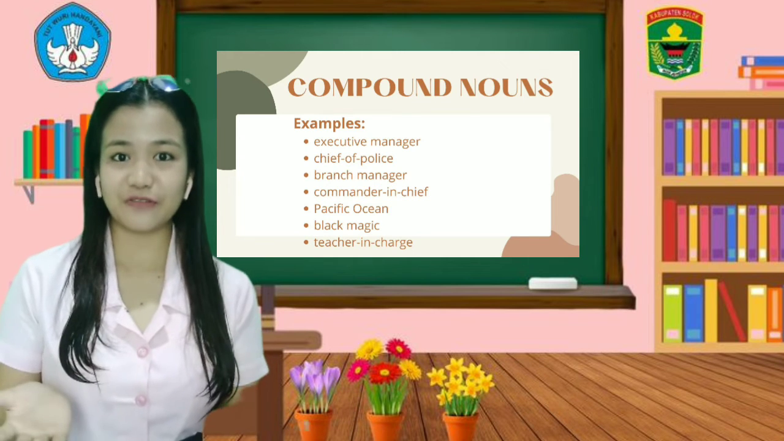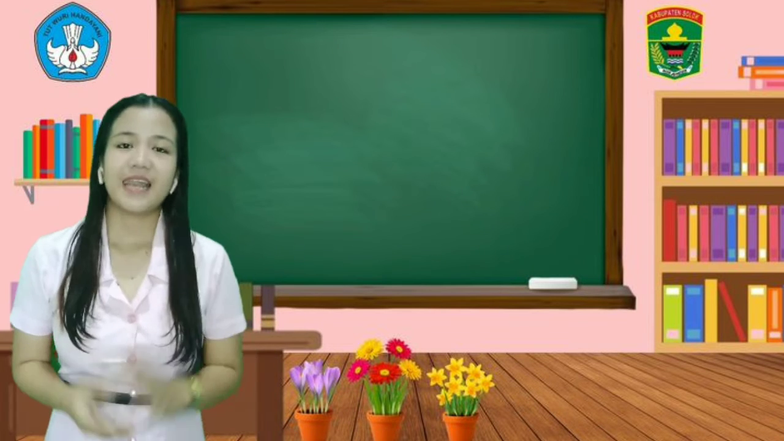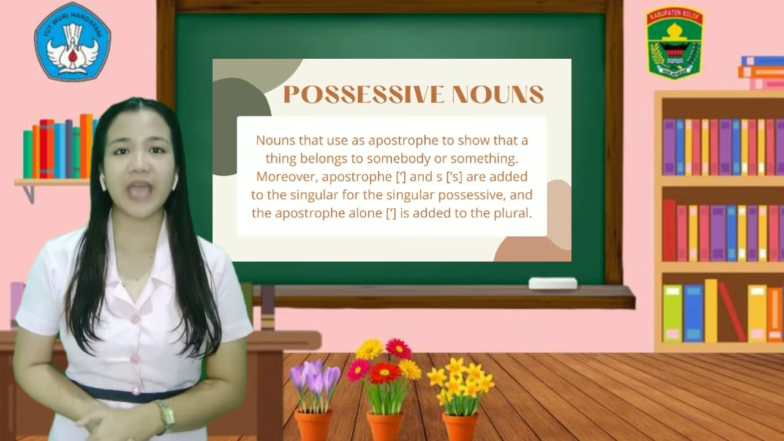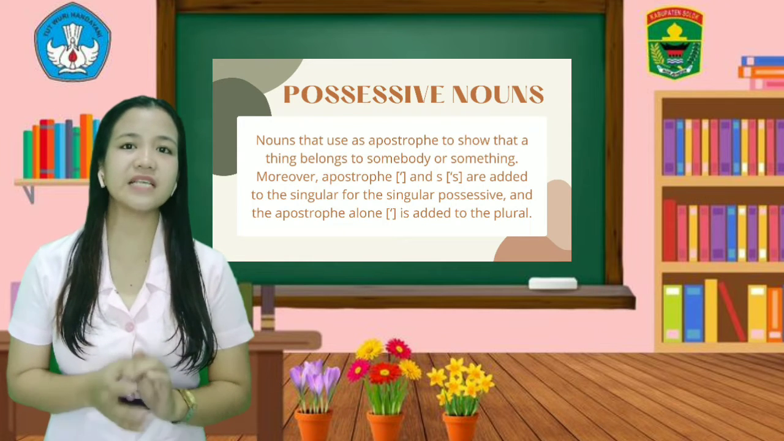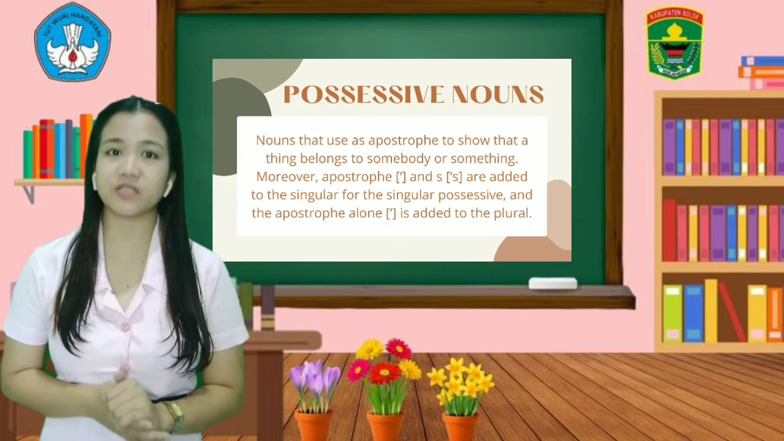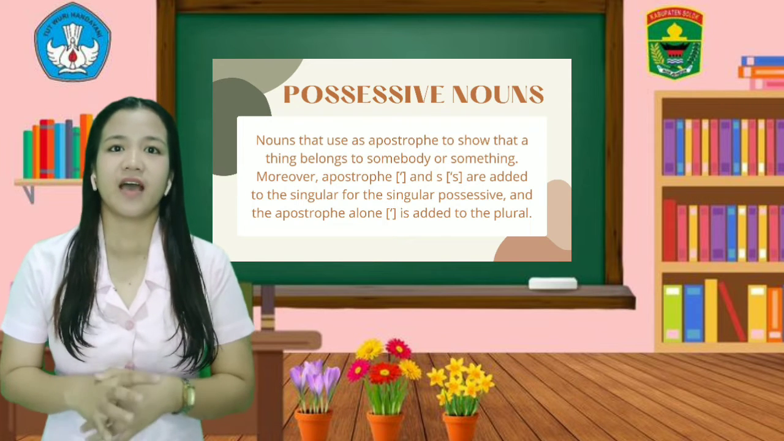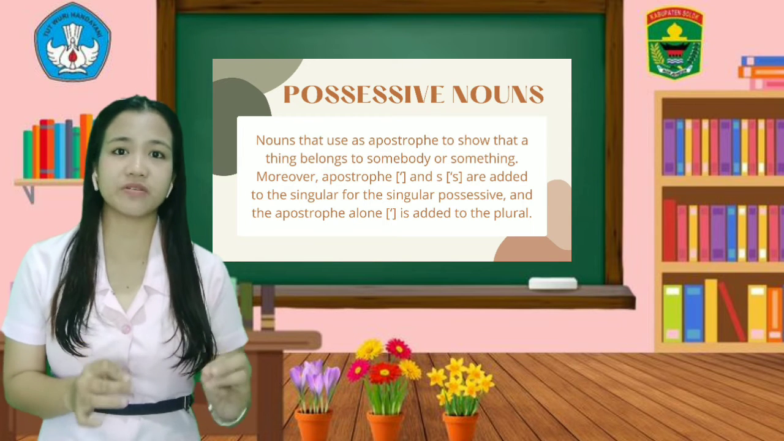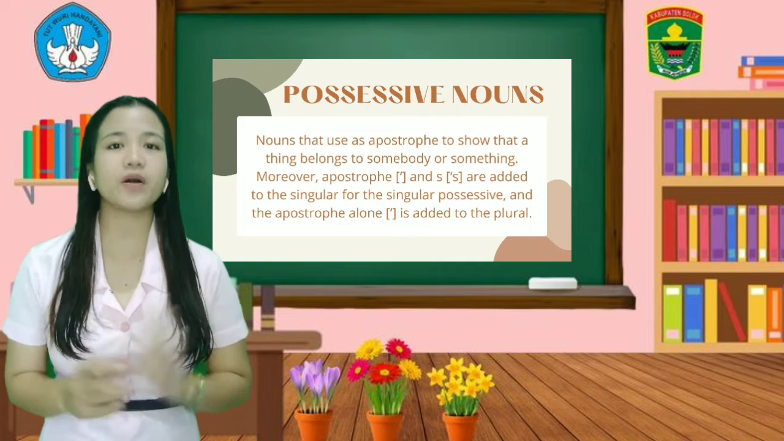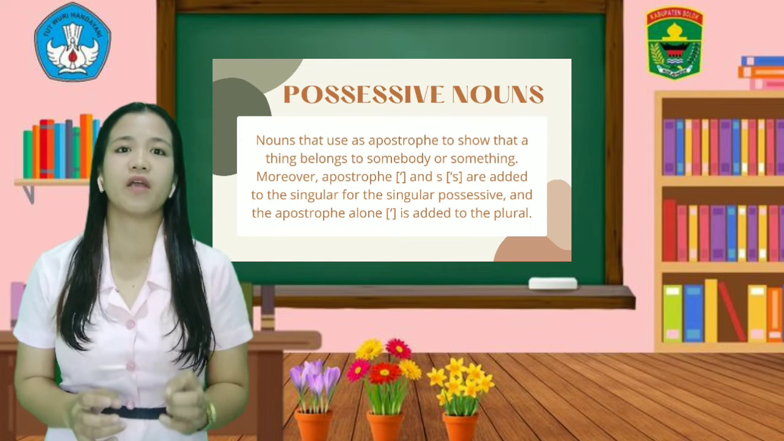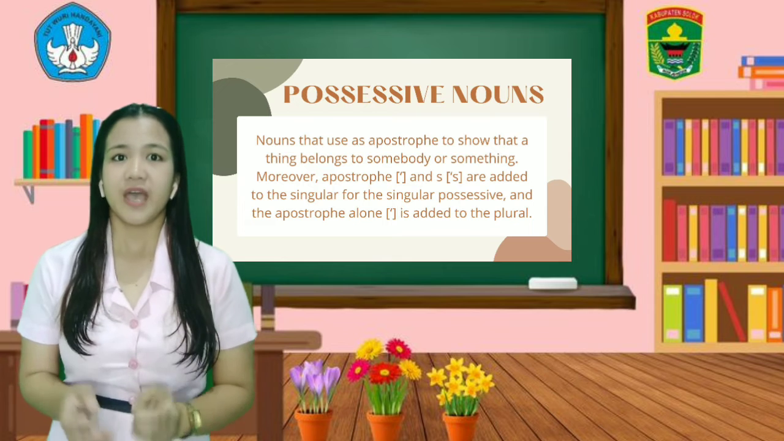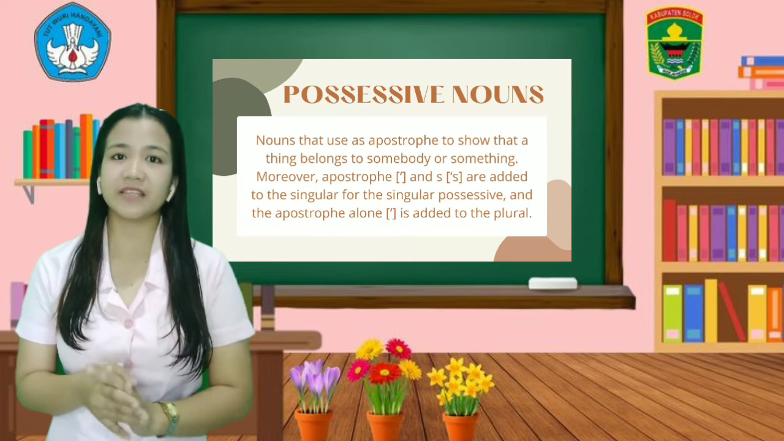Can you guys follow? Alright. Last but not the least, we have the possessive nouns. When we say possessive nouns, these are nouns that use an apostrophe s to show that a thing belongs to somebody or something. Moreover, apostrophe s is added to the singular form in singular possessive, and the apostrophe alone is added to the plural.